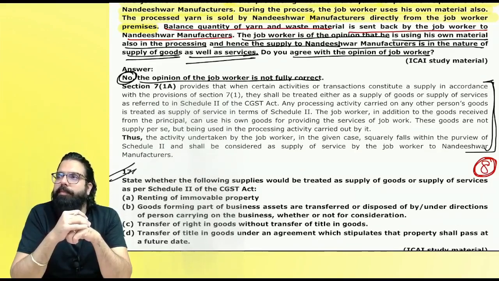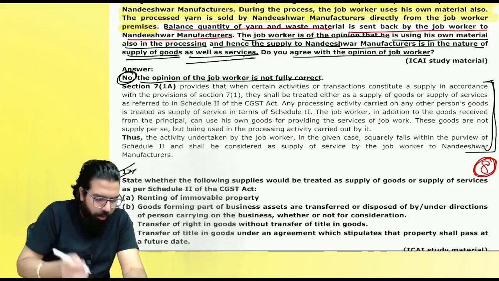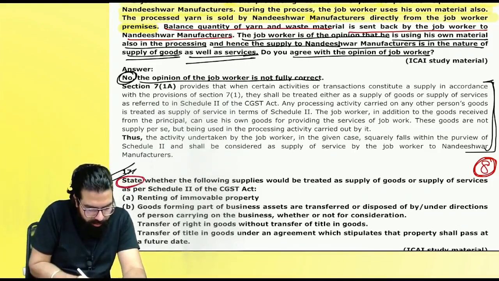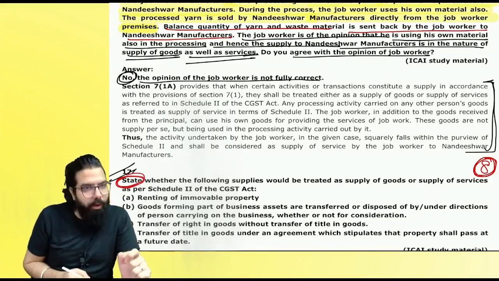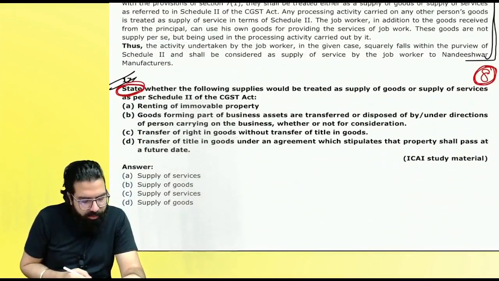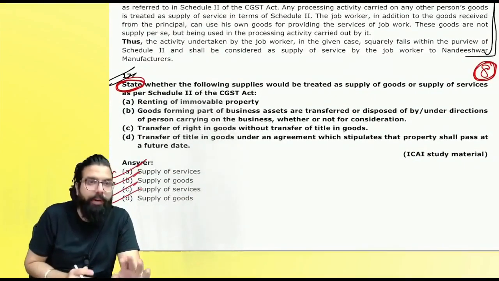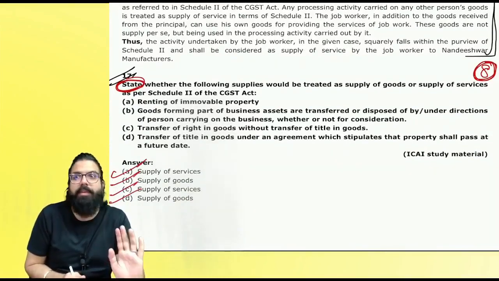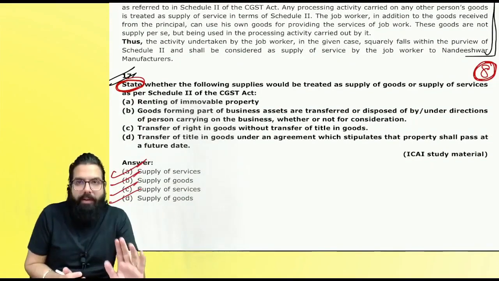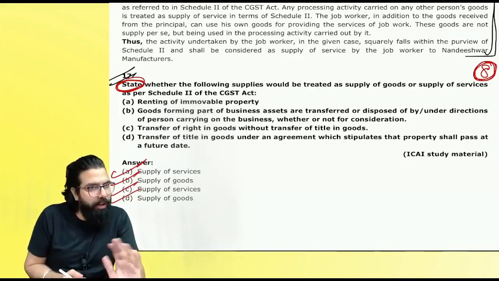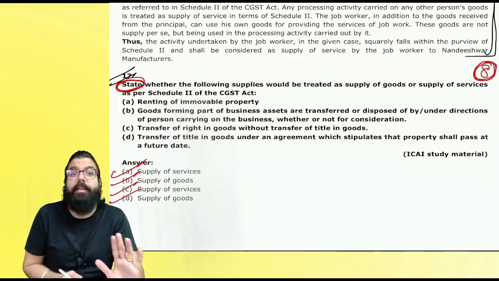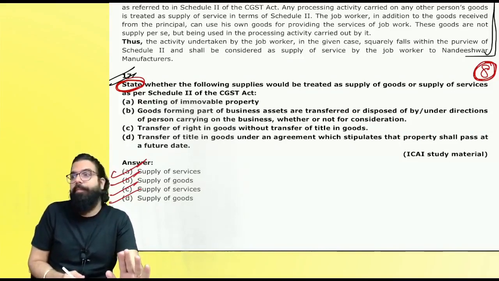Can we discuss? The question only told you to state, and people started writing stories. You are not required to write any story. When the question says state, you just have to say all the four points: state, supply of goods or supply of service. That's it. Are you able to understand? You saw the marks and you started writing. The question didn't have any trick. The question told state. You just had to state.